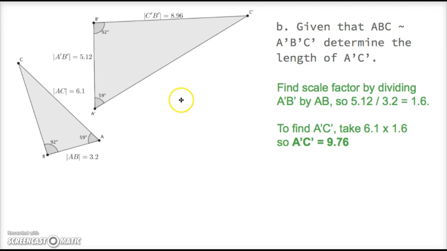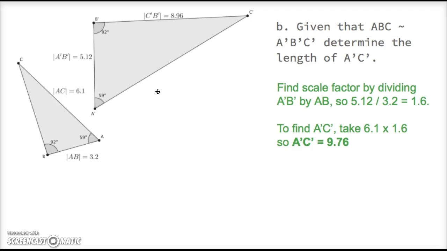So then, to find the length of A prime, C prime, we'll just take the original length, right here, AC, was 6.1, and I'm going to multiply that by the scale factor 1.6, and you end up getting 9.76. So that would be the length of A prime, C prime.